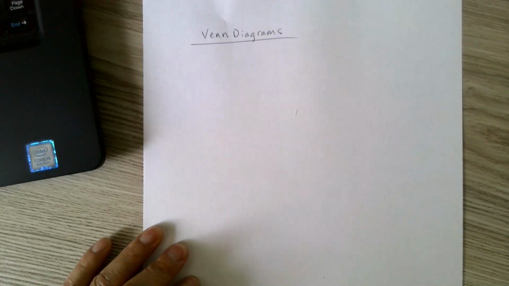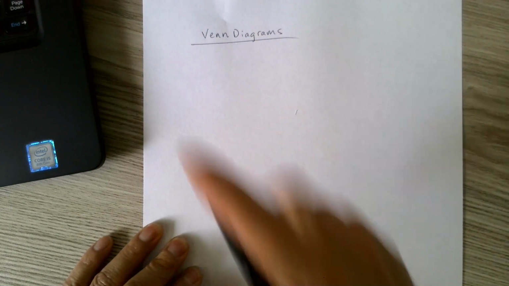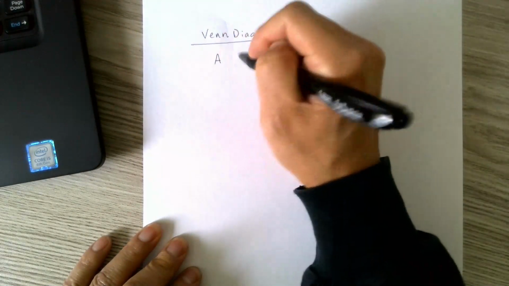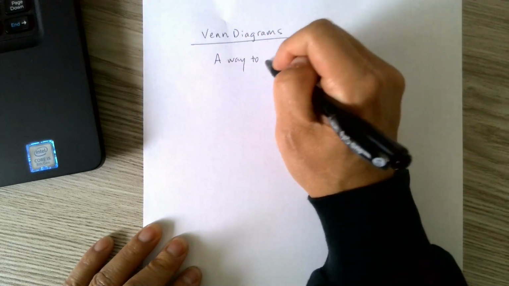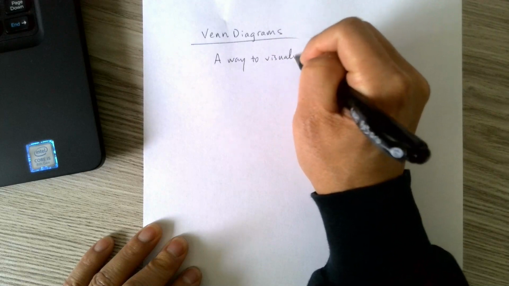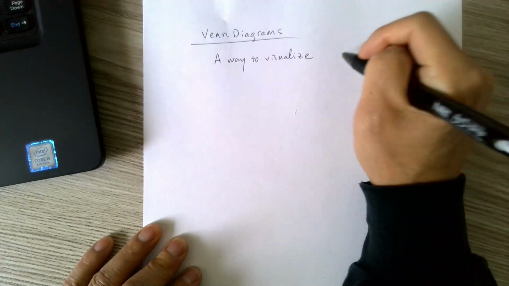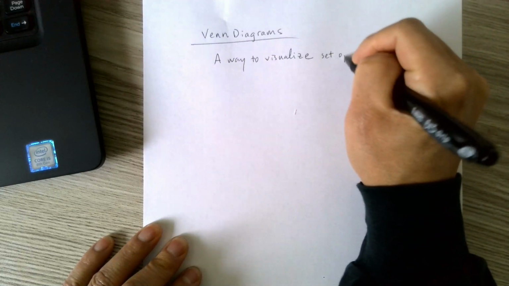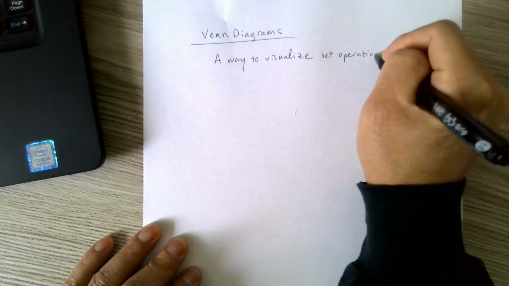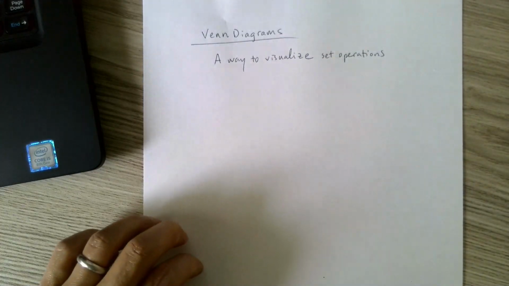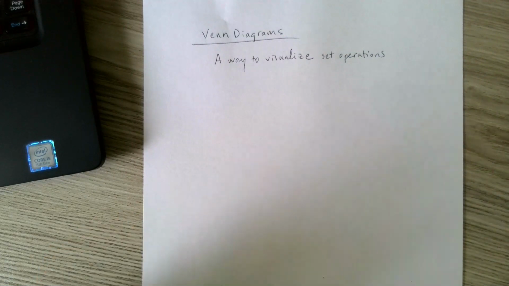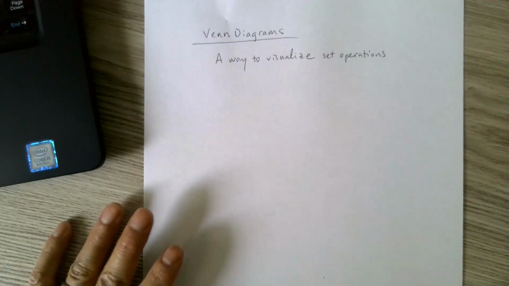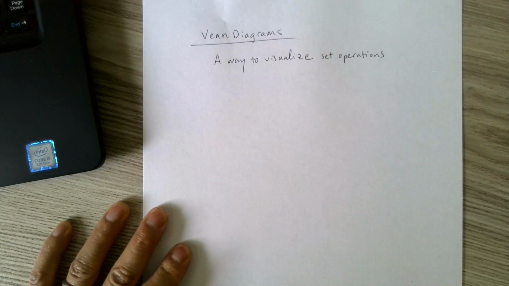So what are Venn diagrams? Venn diagrams are simply a way to visualize set operations, meaning union, intersection, complement, and difference, those set operations. So how do Venn diagrams do this?